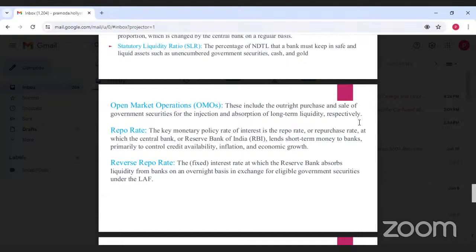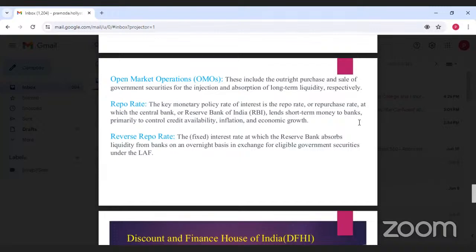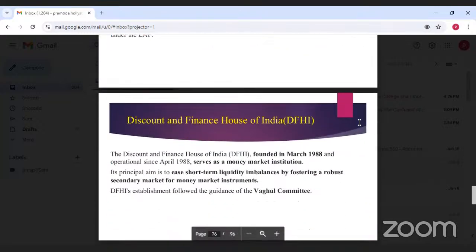Instead of lending outside, you give to us. We will give you a good rate of interest. That is how it is attracting the commercial banks, instead of sending the money outside. That is how they want to control the flow of money outside. This is how they are using this technique. Okay, ma'am.